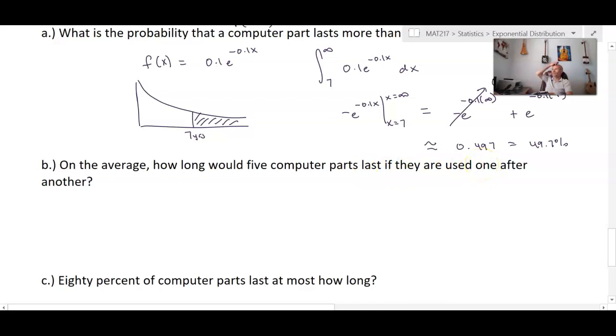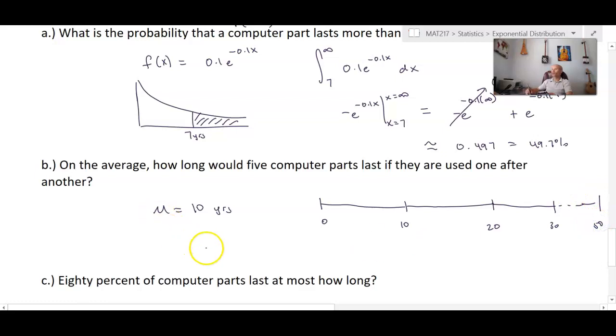Okay, well, let's think about this. So one computer part lasts 10 years on average. And if you're using them one after another, so if your first one lasts from 0 to 10 years, then your second one will take you to 20 years, your third one to 30, and then all the way up to 50. So we would expect this to be about 50 years if they're used one after another.